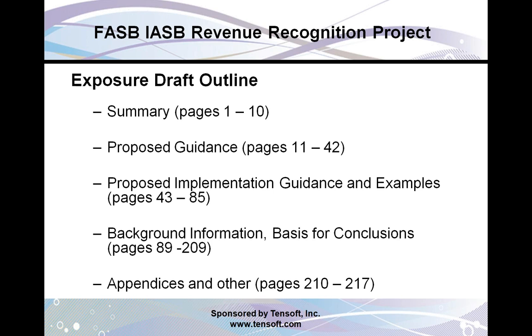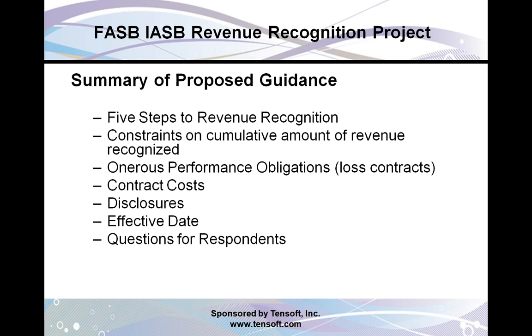And then there's some additional appendices and other information at the end of the outline. So that's the basic outline of the exposure draft. In the summary, these are the topics that are covered. And the first one we'll spend significant time with this morning is the 5 steps to revenue recognition.